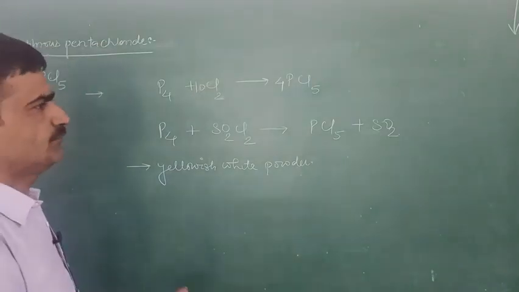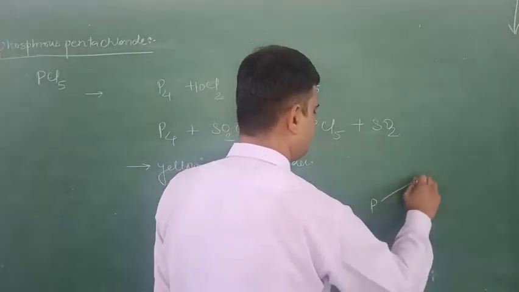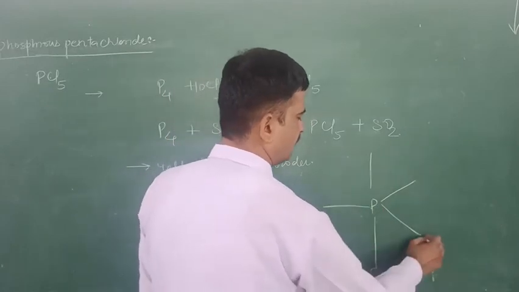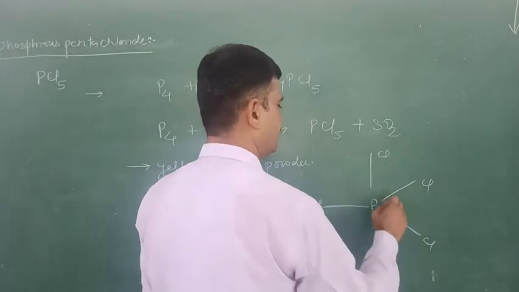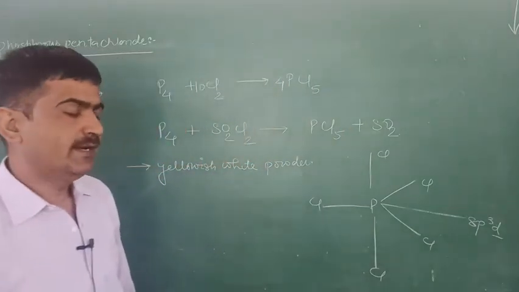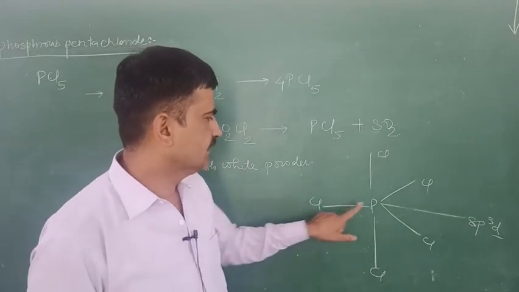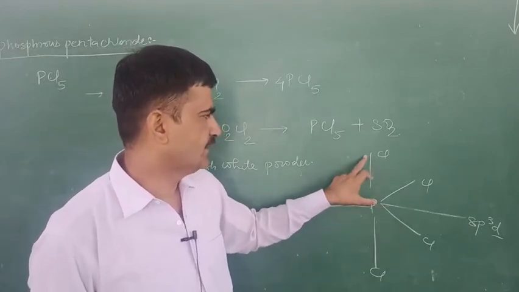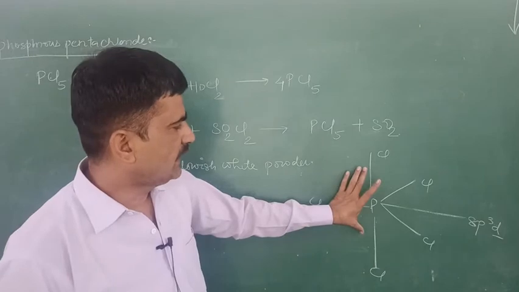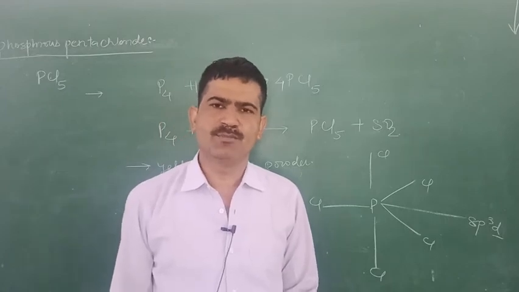In it, the phosphorus has sp3d hybridization and has trigonal bipyramidal geometry. It has two types of bonding: these two are the axial bonds, and these three are the equatorial bonds, and the axial bonds are slightly longer than the equatorial bonds to avoid repulsion and attain stability.